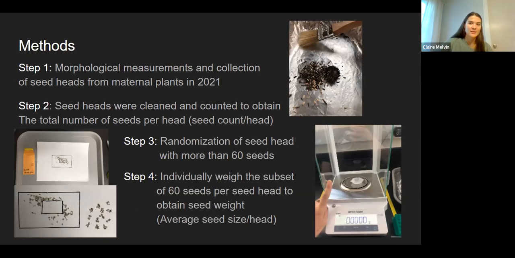So the first step in this process was collecting morphological measurements in the field at Picture Creek Diabase Barrens in 2021, and the seed heads were collected along with different measurements. And these seed heads were then cleaned and the seeds counted to obtain a seed count per head. Once that was completed, 60 seeds were randomly selected from the seed heads, and these 60 seeds were individually weighed to obtain an average seed size per head.